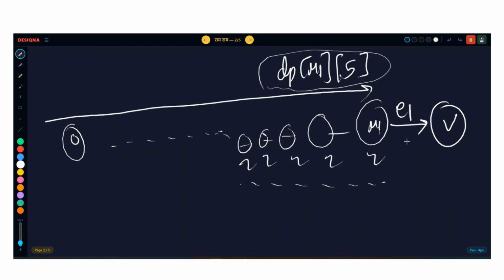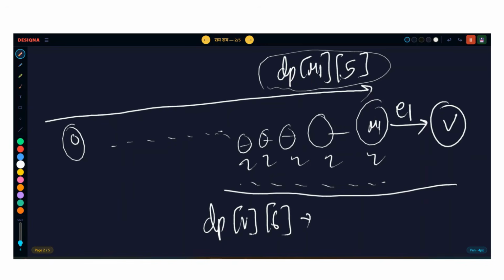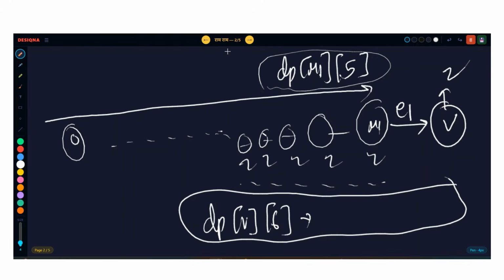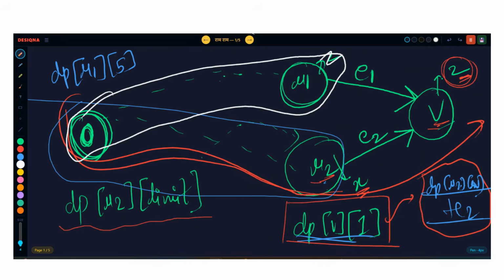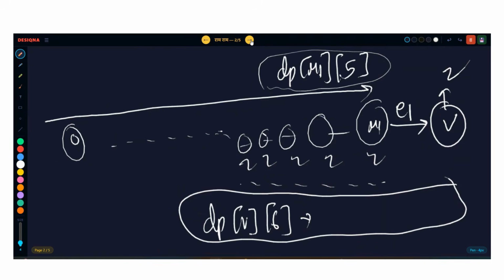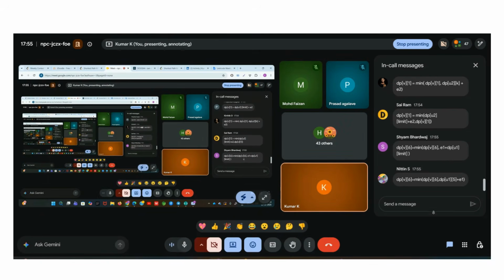This edge is e1. So what will be dpv of 6? I will stay silent. All my intelligent students will tell me the answer. dpv of 6 means best path from 0 to v such that the last 6 nodes are z. And we know that v's value is also z. We saw it here, right? u1 was also z, v is also z. So the best answer from 0 to v such that the last 6 nodes are z, dpv6, is nothing but dp u1 phi plus e1.